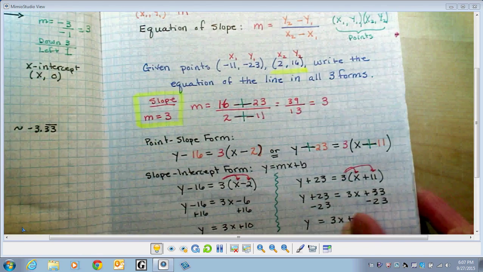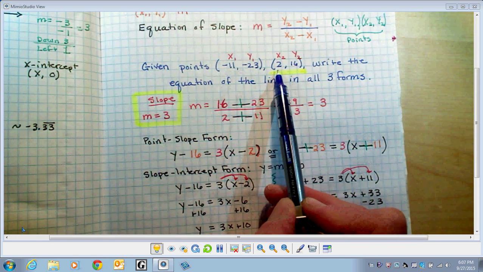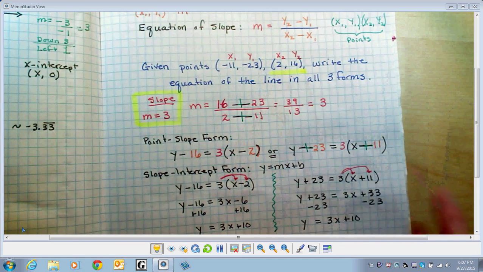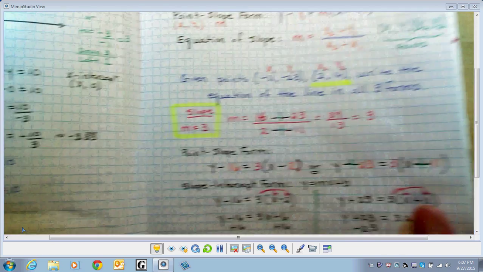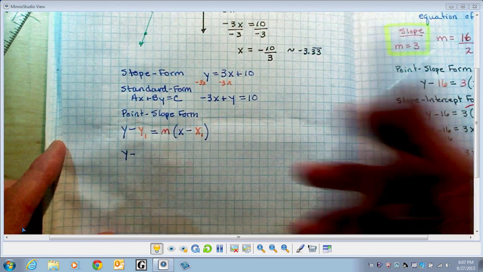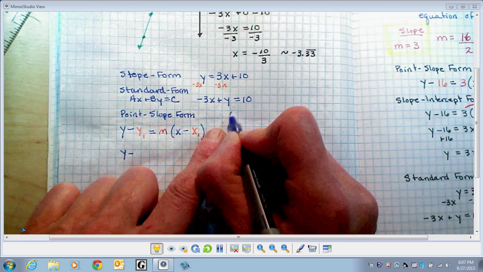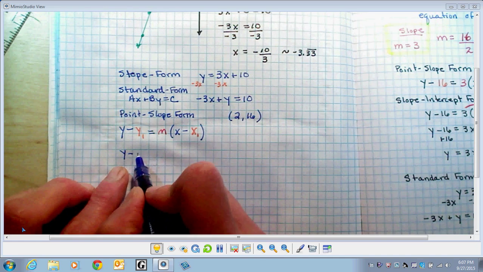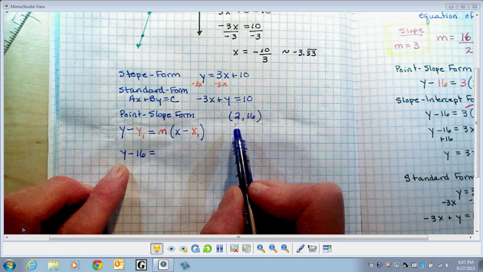Let's look over here. I can pick either this point or this point. Remember when we did it longhand? I picked that point because there were no negatives. So let's do the same thing. We're going to pick the point 2, 16. So if I'm picking the point, I'll write the point over here. This is my point, 2, 16. So that means it's going to be y minus 16 is equal to, well, what's my slope?